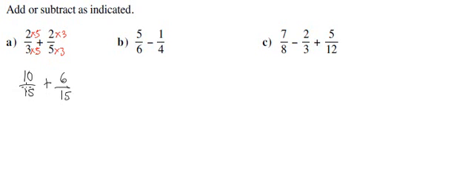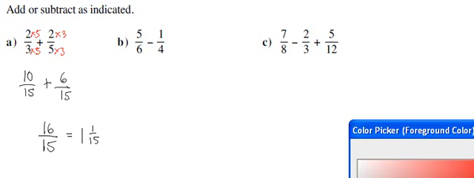Now that these are both 15ths, we can add them together. 10 15ths plus 6 15ths makes 16 15ths. Or, if you prefer, 1 and a 15th. Same thing with subtracting. We need a common denominator for these. Now, what is it? Don't say 24. We can do better than that.